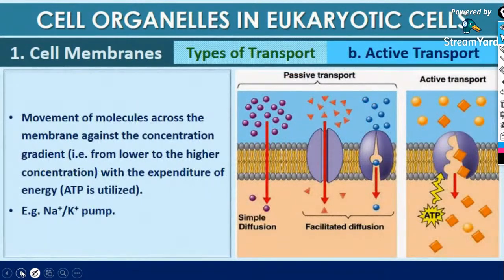Then movement of molecules against the concentration gradient with the use of energy is known as what? Active transport. Across the membrane, against the concentration gradient, that is from lower to higher concentration, with the expenditure of energy, ATP is utilized, and that is known as active transport. Examples: the sodium ion pump and potassium ion pump are all examples of active transport.